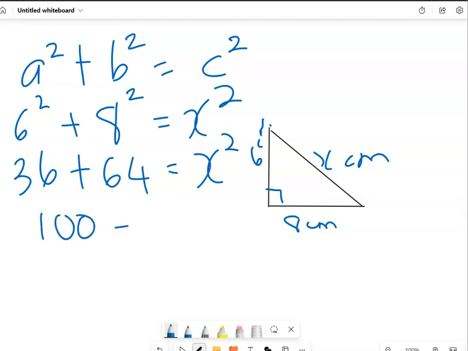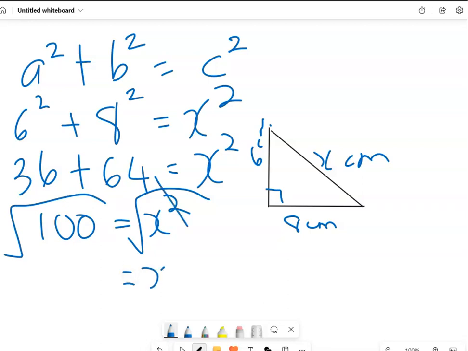36 plus 64 is 100. So x squared is equal to 100, but we do not want x squared, we want x. So you should recall that the opposite of squaring is square rooting. So to get rid of the square, we have to square root both sides. The square root will cancel the square, and we are left with x. But you can't say that you're left with 100 squared, because it wasn't 100 squared, it's 100. So you actually find the square root of 100, which is 10.